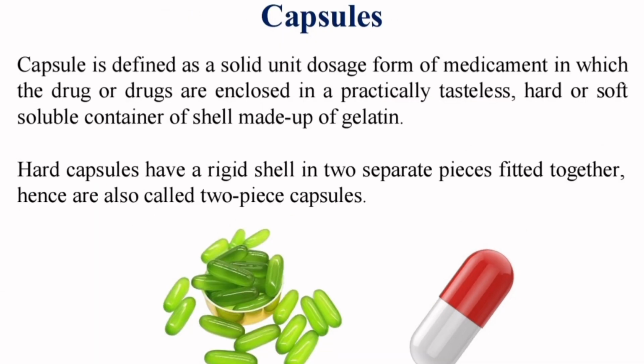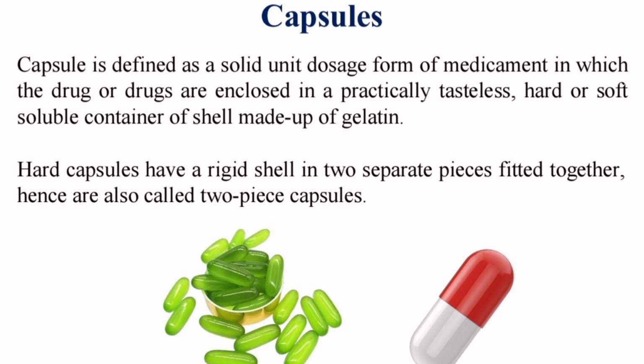Here is the definition of capsules. Capsule is defined as a solid unit dosage form of medicament in which the drug or drugs are enclosed in a practically tasteless, hard, soft or soluble container or shell made up of gelatin. So the capsule is a solid, unit dosage form, and one shell is made up of gelatin, in which we incorporate the drug or mixture of drugs. These capsules are hard, tasteless, or sometimes soft also.